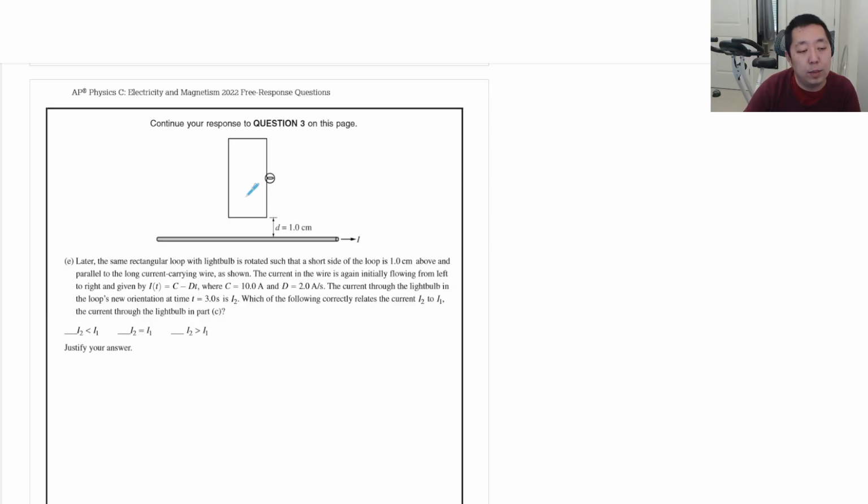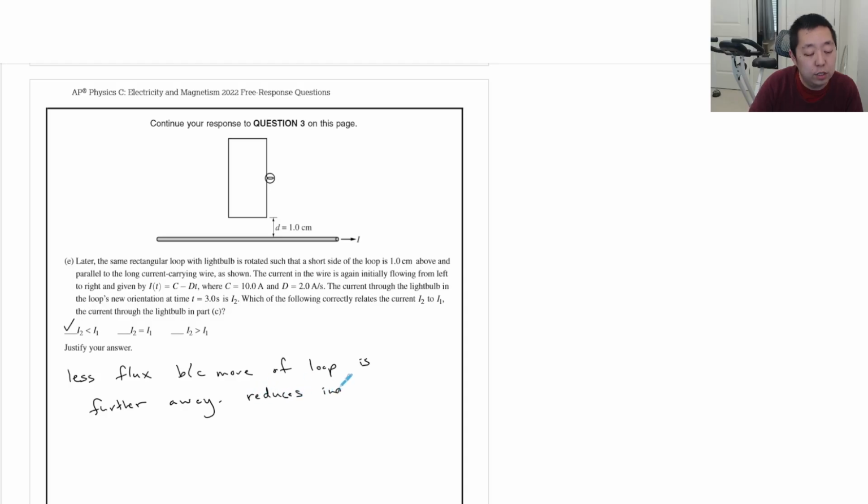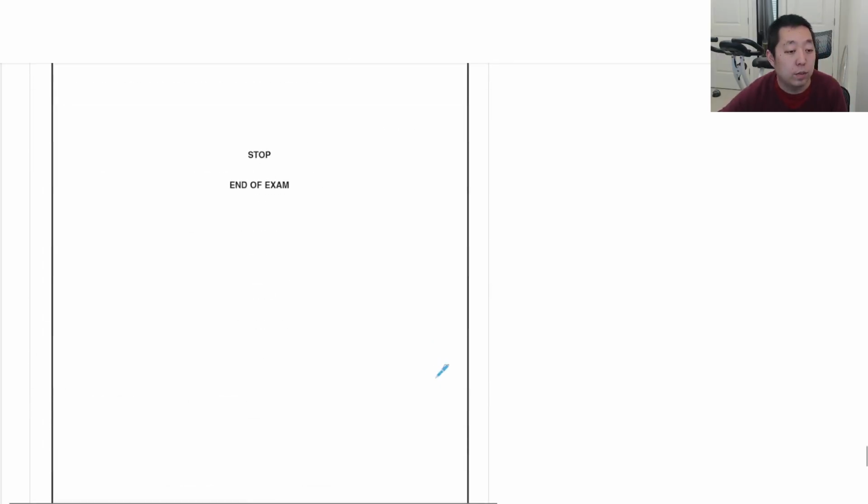But the flux ultimately, because you have more of the loop that's further away, you have less flux. And if you have less flux, then the induced current is going to be smaller. Okay, so I would say you have less flux because more of the loop is further away. This reduces the induced voltage. And that results in a lower induced current. Okay, that one is a little bit harder for me. But yep, we're all done.